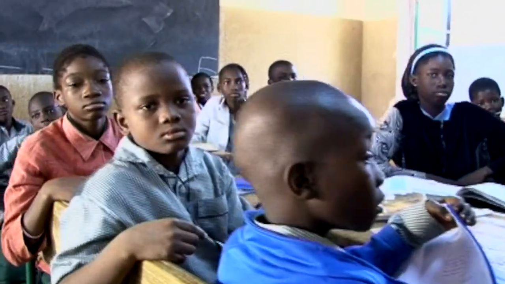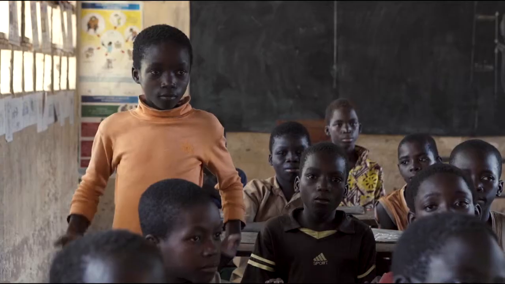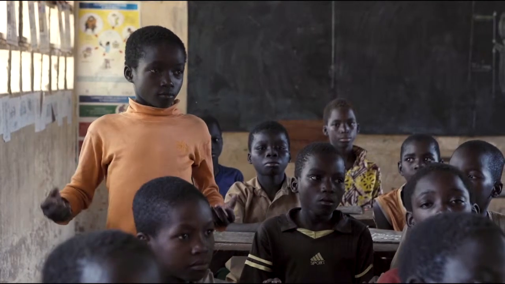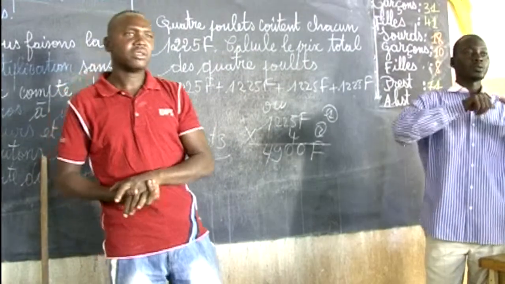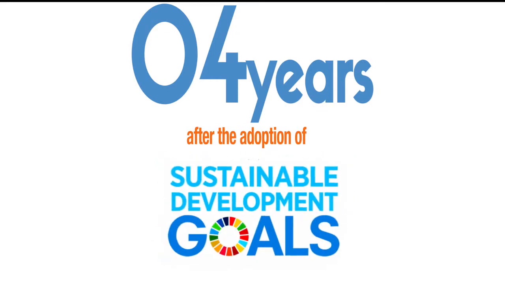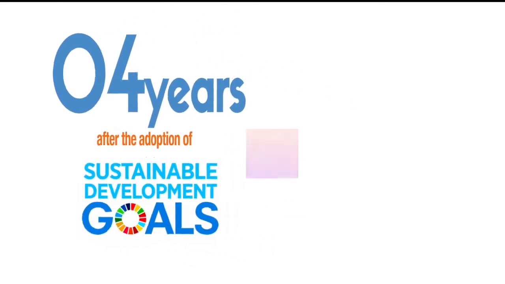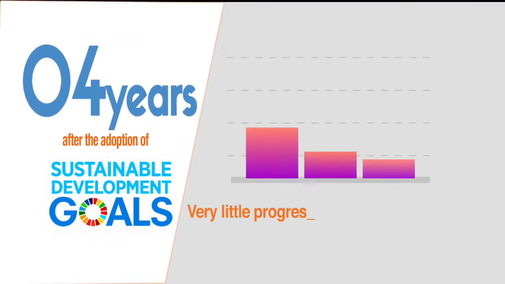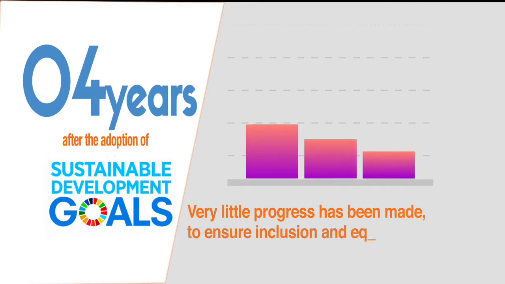It is thus important to transform the educational system so that all children, however diverse they might be, are welcomed and allowed to learn together in the same school and classroom using inclusive pedagogical practices. Four years after the adoption of the Sustainable Development Goals, very little progress has been made to ensure inclusion and equity in and through education systems and programs.